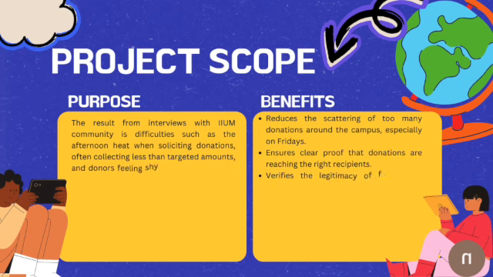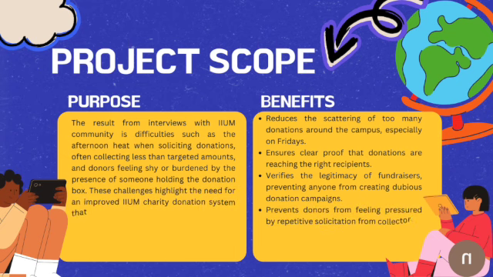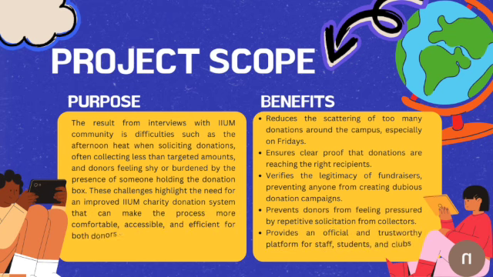So basically our project is to build a charity donation system, the IIUM charity donation system, that is purposed to help the community that has difficulties such as afternoon heat when soliciting donations and collecting less than targeted amounts, and donors also feel shy or burdened by the presence of someone holding the donation box. So that is our purpose, to help them to make donations.